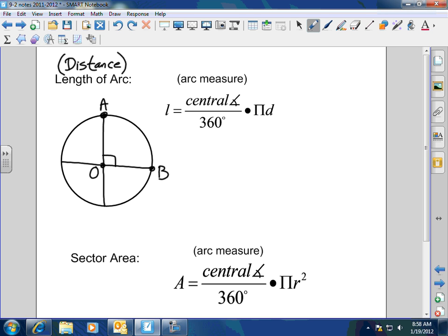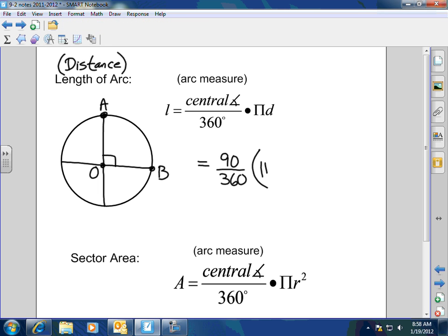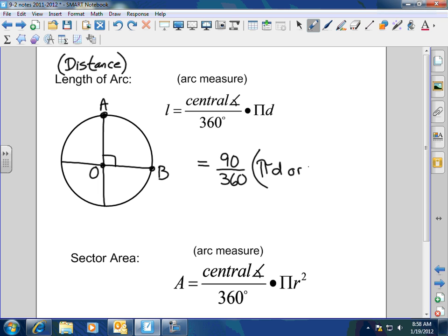Now, the arc length is going to equal the central angle, which in this case is 90, over 360, times the circumference, pi d, or 2 pi r. Pi d is the circumference. Circumference equals pi d, or 2 pi r. You should know that from years past, but if you don't, it's right there.